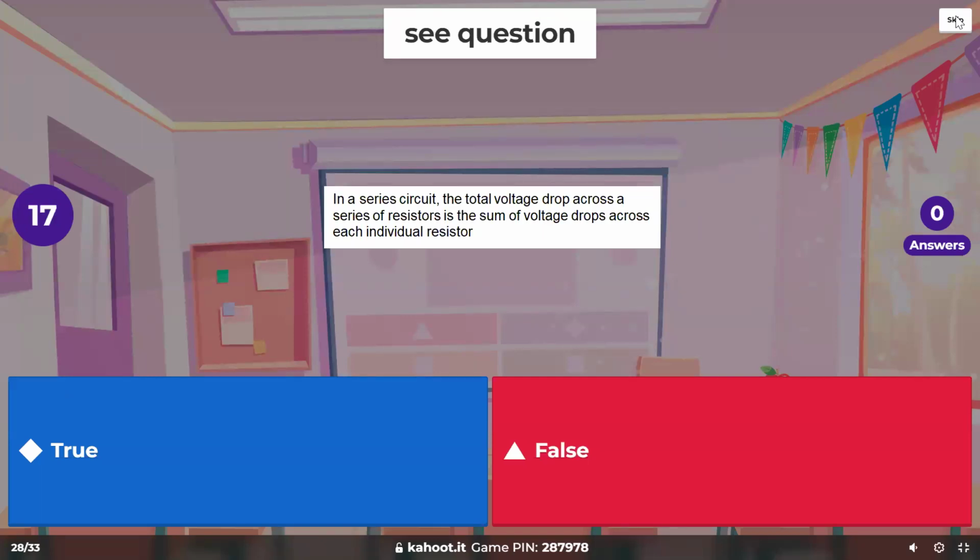In a series circuit, the total voltage drop across a series of resistors is the sum of the voltage drops across each individual resistor. True or false?